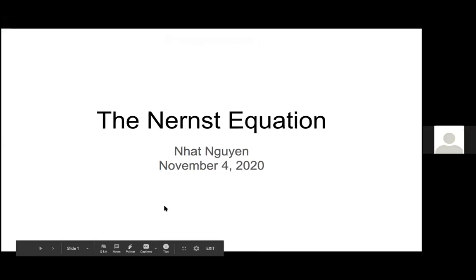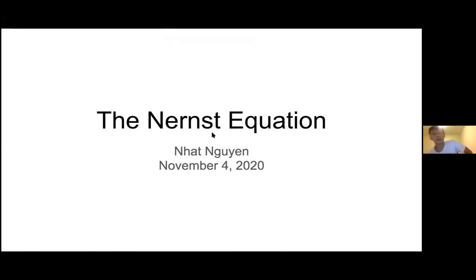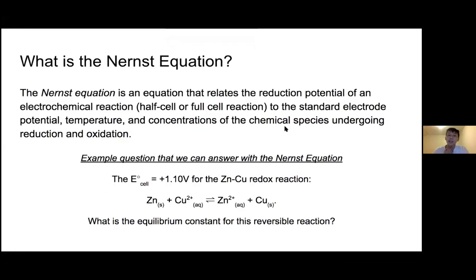Yeah. Oh, thank you. So I'm going to be talking about the Nernst equation, which Heather just touched on briefly at the end of her slides. So first, what is the Nernst equation? The Nernst equation is an equation that relates the reduction potential of an electrochemical reaction to the standard electrode potential, temperature and concentration of chemical species undergoing the redox reaction.